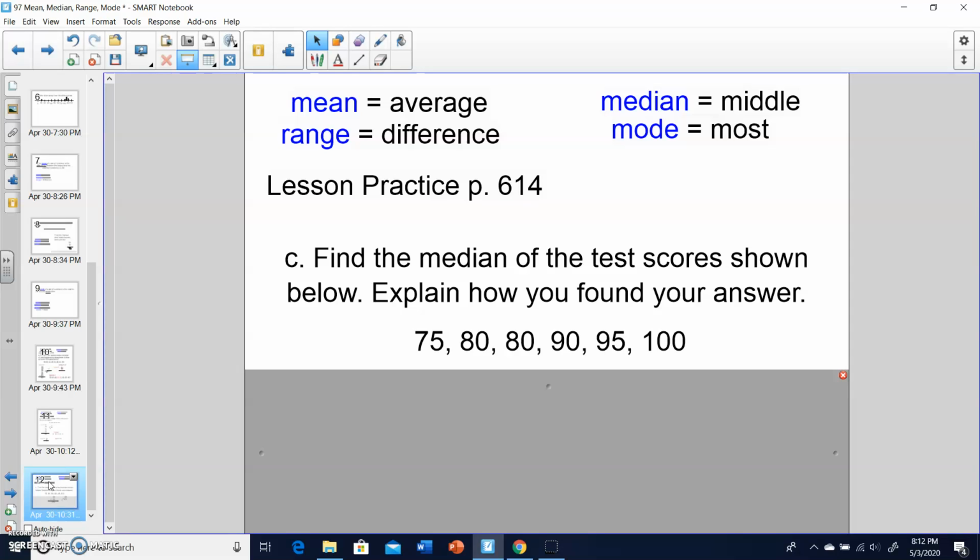Okay, one more. C says, find the median of the test scores shown below. Explain how you found your answer. So this time all we have to do is find the median, which is the middle. So go ahead and find the middle and then explain it.